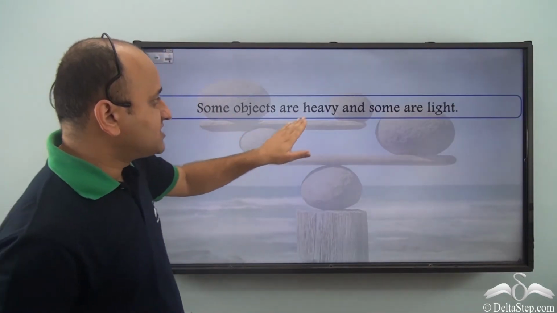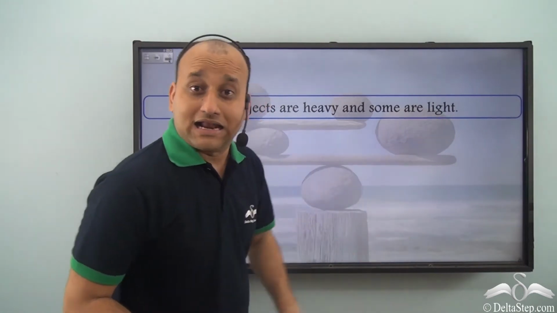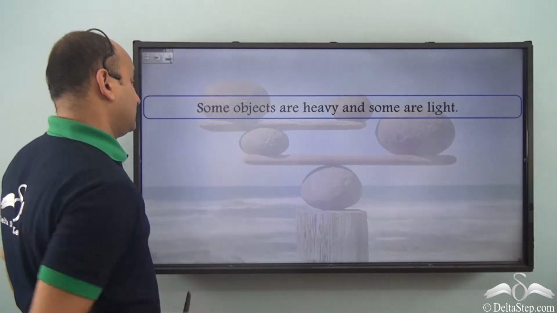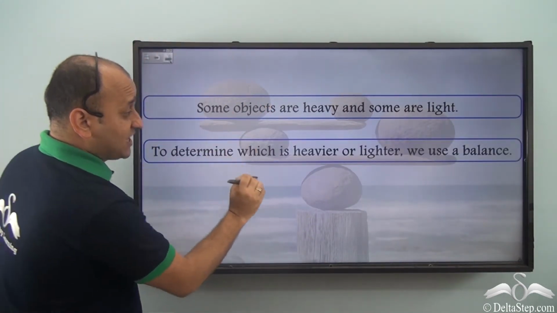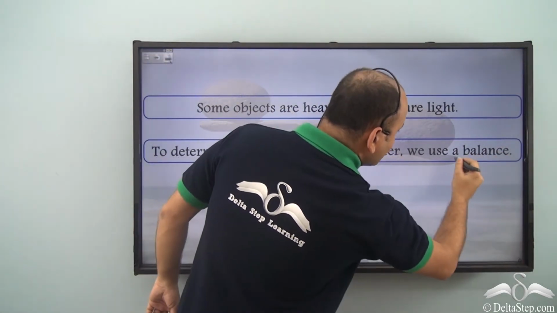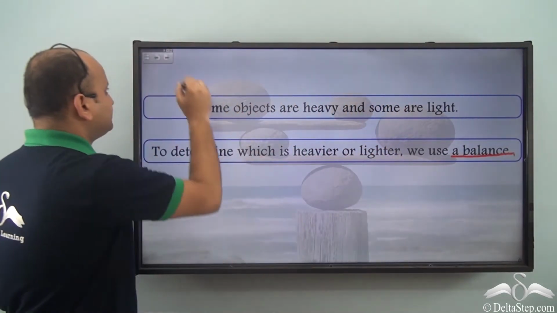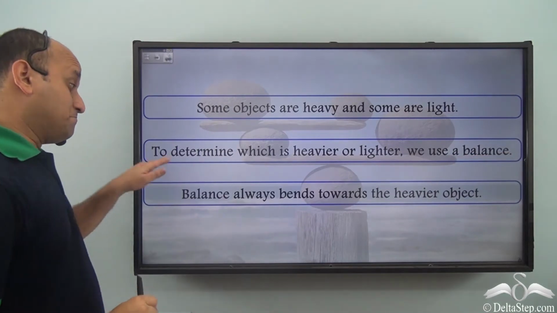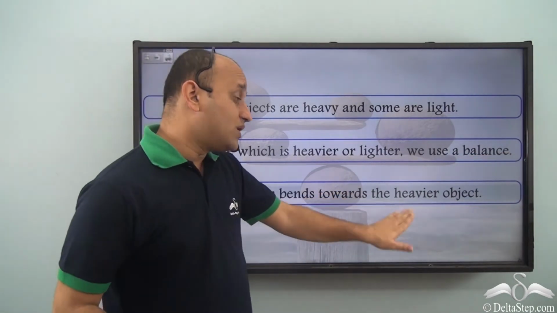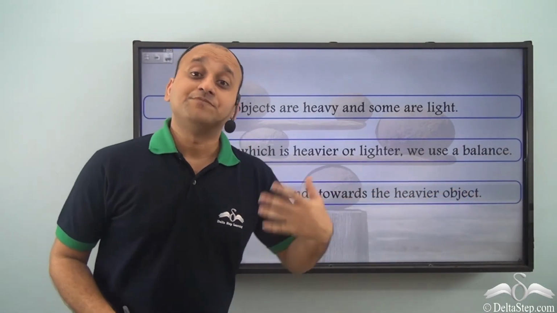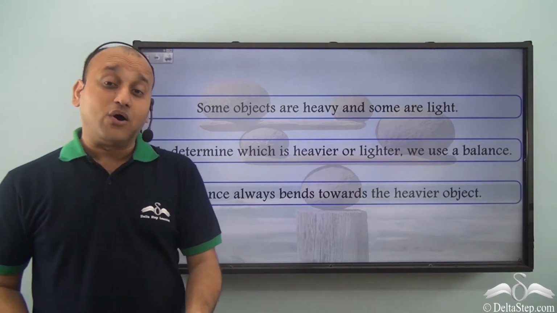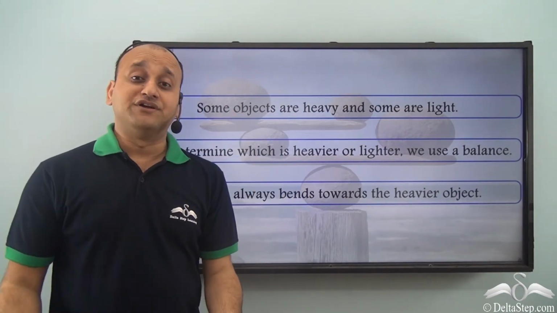So some objects are heavy and some are light. To determine which is heavier or lighter, we use a balance. Balance always bends towards the heavier object, and that gives us an idea about which is heavier and which is lighter.